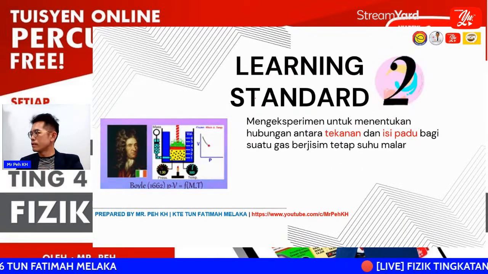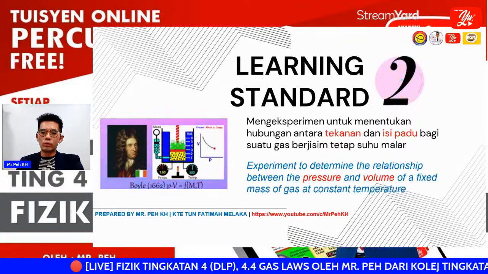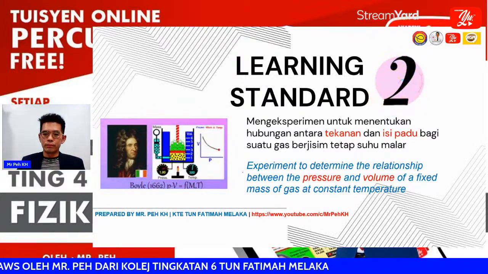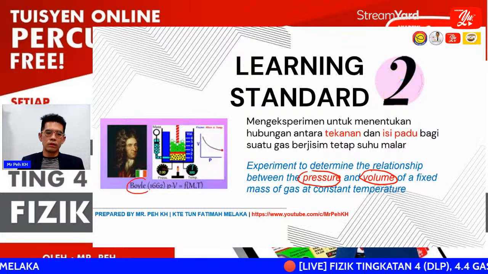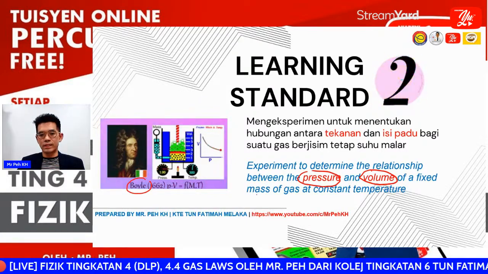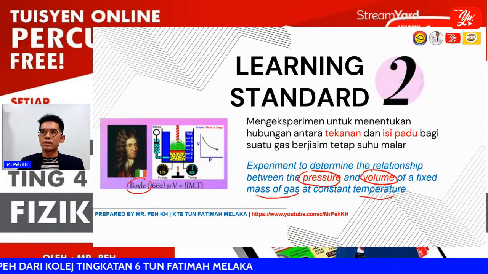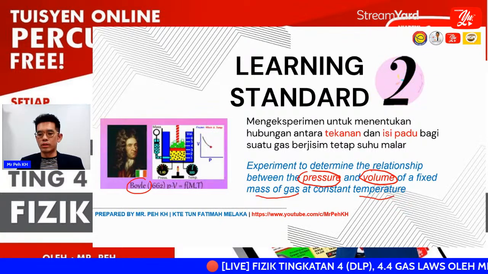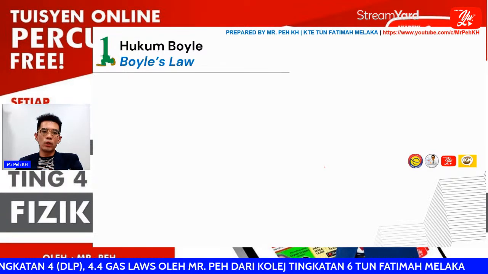You can see here the learning standard 2: you need to be able to understand the experiment that can be used to determine the relationship between pressure and volume. As mentioned just now, Boyle's law relates the pressure and the volume when the mass of the gas is fixed and the temperature is constant. So the fixed or constant variables for Boyle's law will be the mass and also the temperature. Let us go through the first law in detail, which is Boyle's law.